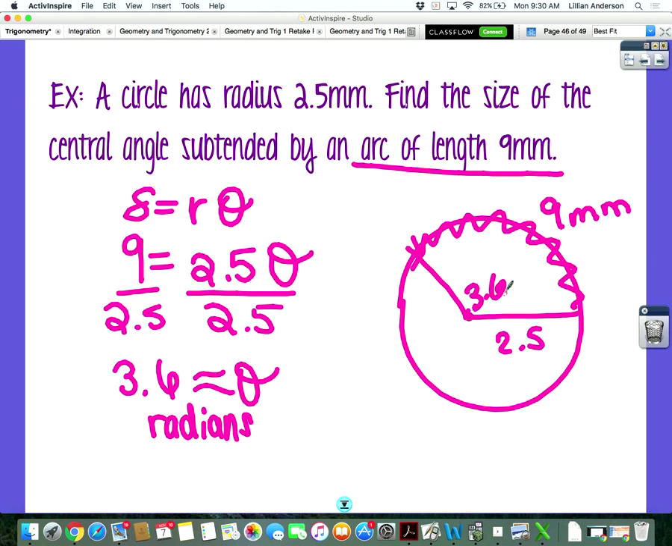Questions? So theta means basically that you have an angle where the center is at the vertex, and when it goes out to the sides, it hits the arc. It hits the circle creating that arc that's in between the two.